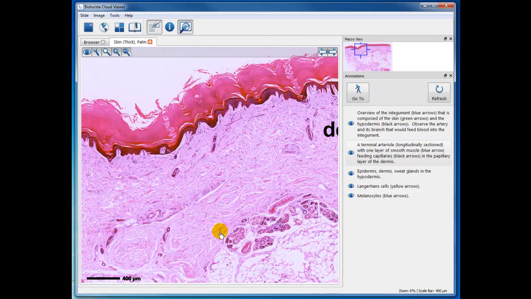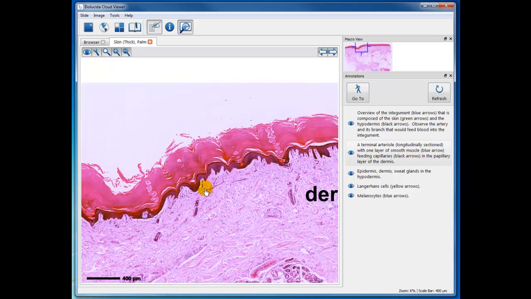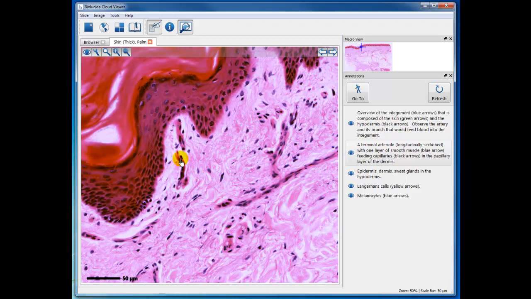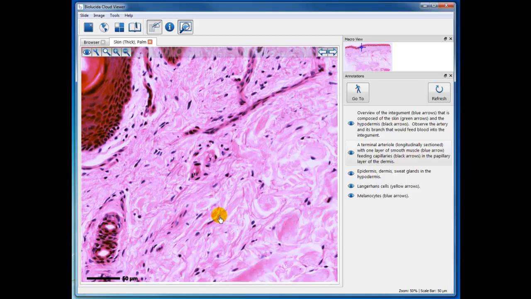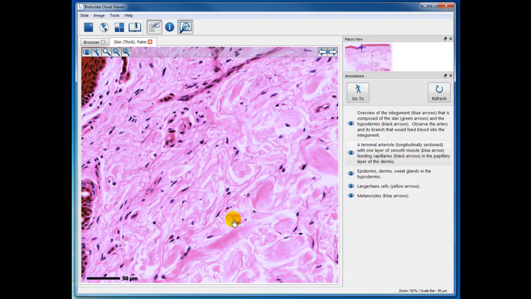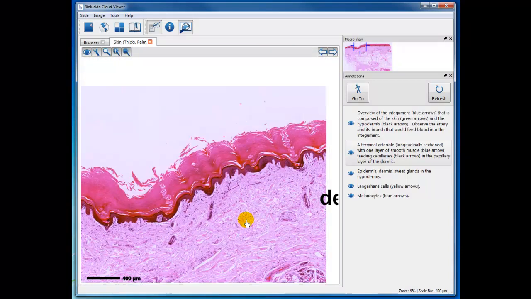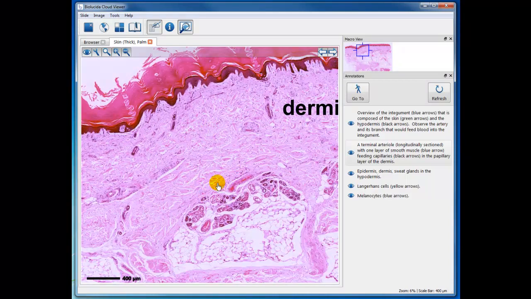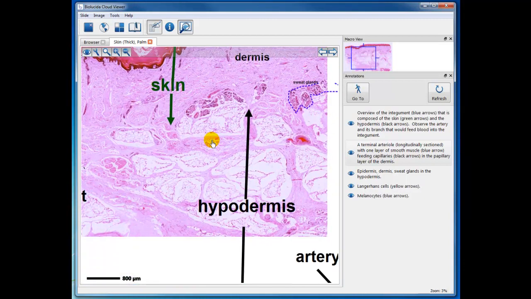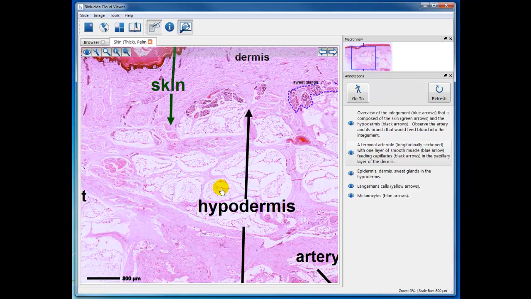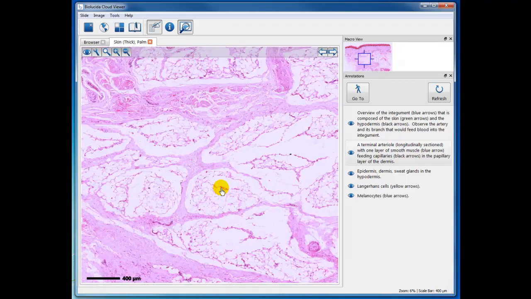So again, you have two layers to the dermis. You have the more loose connective tissue up here in the papillary layer of the dermis. As you move down, you'll see the collagen fibers get thicker, and this is the reticular layer. So from about here down to here is the reticular layer of the dermis. And then, of course, down here is the hypodermis, and we've got adipose tissue here.